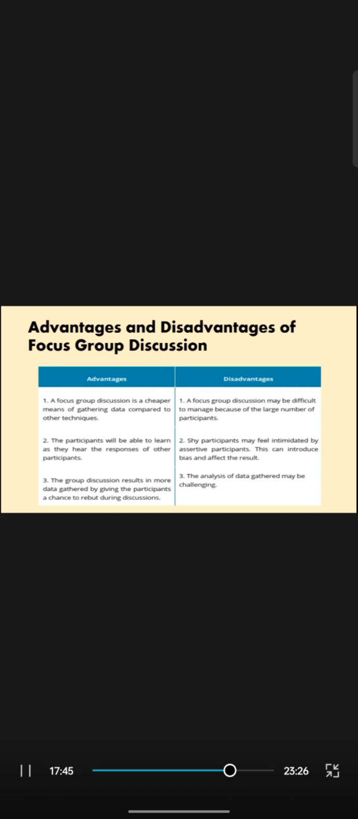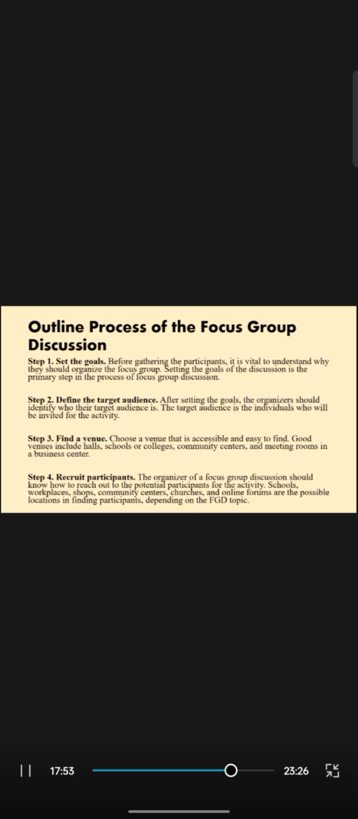So next, how would you describe the successful conduct of a focus group discussion? There are 7 steps to consider in conducting a FGD or focus group discussion. Step 1, set the goals. Before gathering the participants, it is vital to understand why they should organize the focus group. Setting the goals of that discussion is the primary step in the process of focus group discussion.